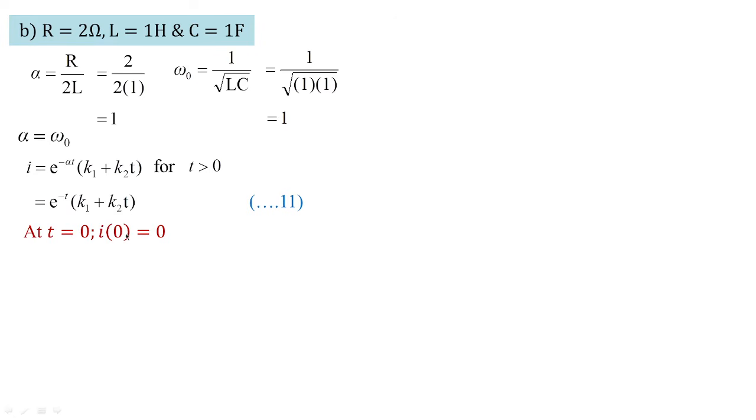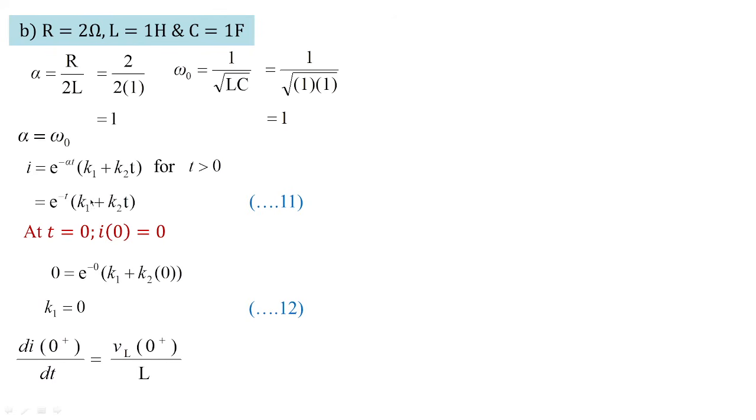At t equal to 0, i of 0 is 0, that is understood, and hence I'm going to substitute the value of i of 0 as 0, which is equal to e to the power of 0 times k1 plus k2 times 0. With this, I'm going to get the value of k1 as 0. Let us frame this equation as 12. And then the differentiation of equation 11. In fact, we know that di by dt of i of 0 is equal to VL of 0 by L. So VL of 0 we got as minus 2, L value is 1. So this value is minus 2 amperes per second.